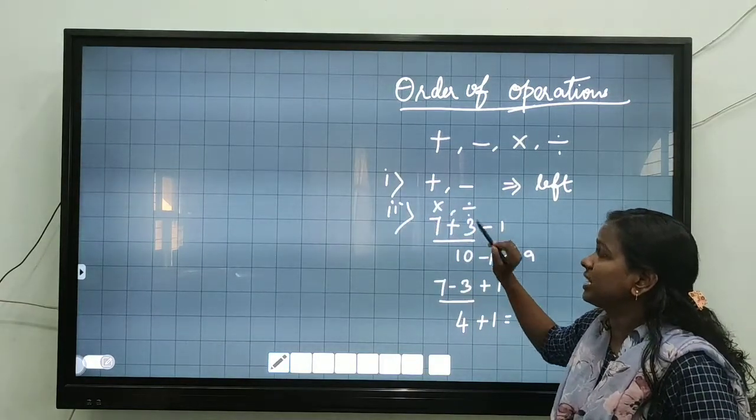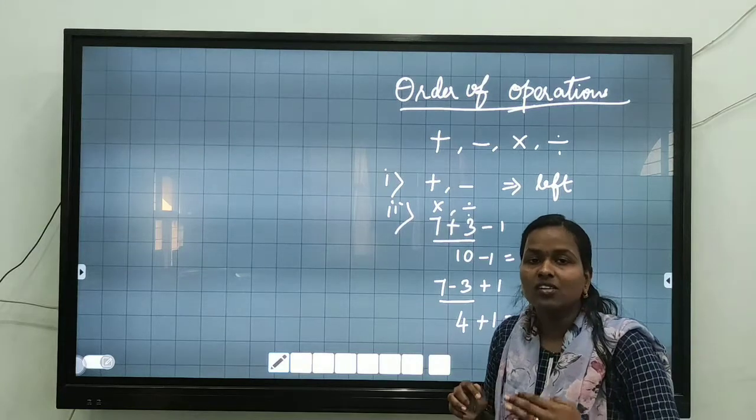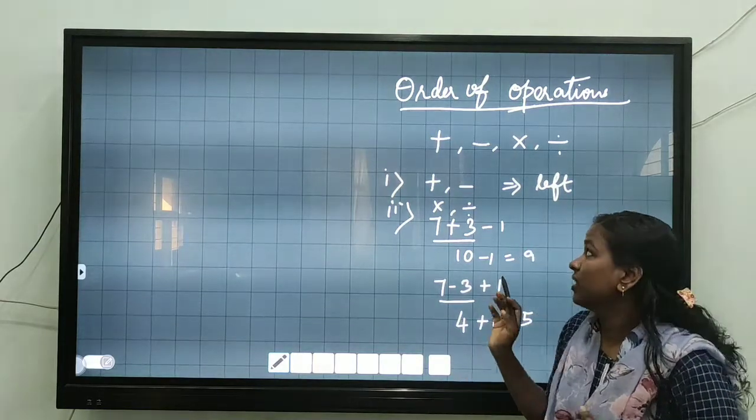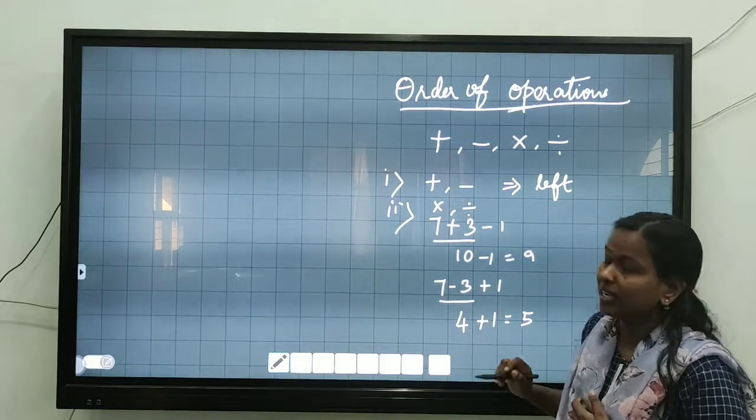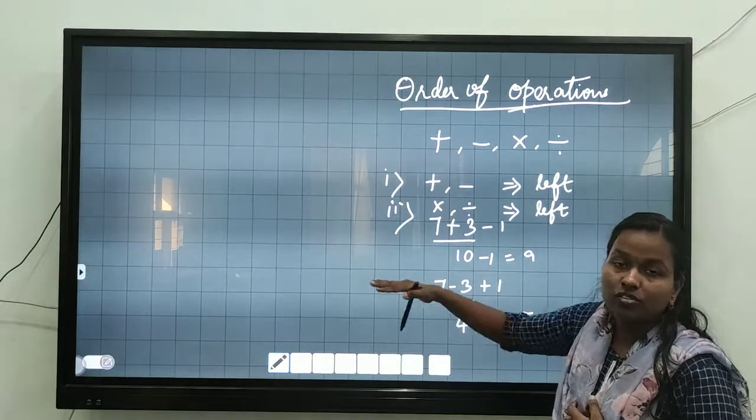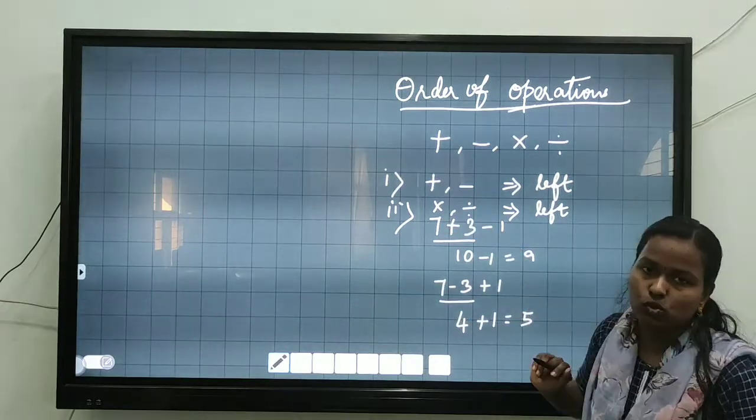Same way, second condition. If multiplication and division are given in any order, first multiplication is coming or next division is coming, or otherwise first division is coming, next multiplication is coming also, we have to do from left hand side. You have to do from left hand side. This is the first 2 conditions.